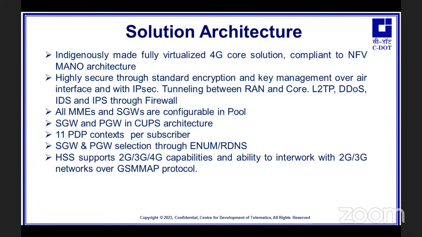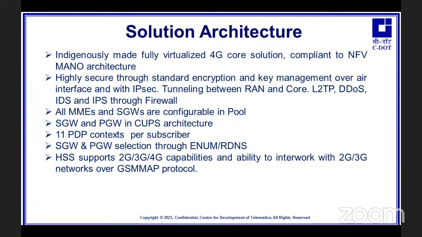11 PDP contexts per subscriber we can support. The SGW and PGW are being selected through the DNS query. From the DNS that we are putting in the network, the SGW and PGW are selected through an ENUM query. So SGW is being selected through the ENUM query by tracking area code in 4G, and PGW is being selected by the APN. That means two APNs mainly. One is for IMS, one is for BSNL net for the 4G circle.